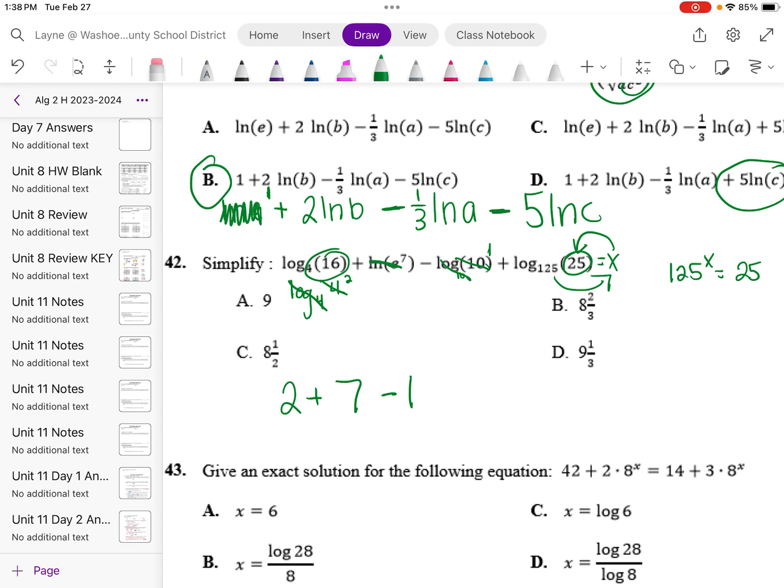I'm going to change both of these to a smaller base. So this will be 5 cubed, and this will be 5 squared. The 5s can cancel. 3x is going to equal 2. Divide by 3, x equals 2/3. So this ends up being 2/3.